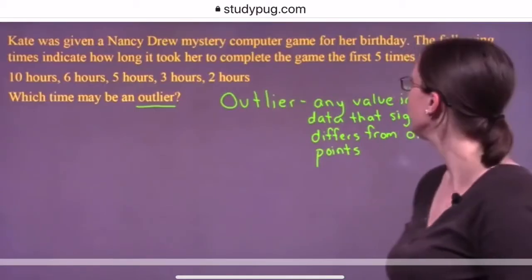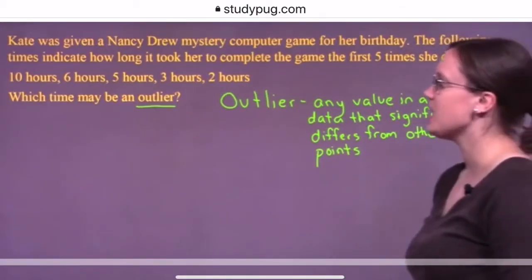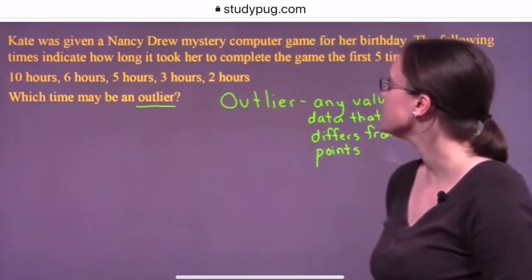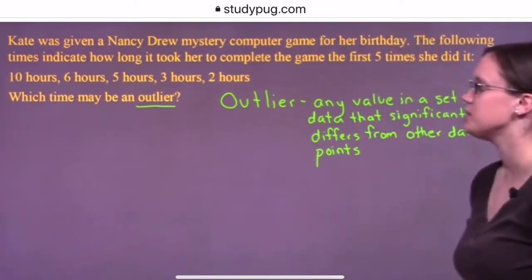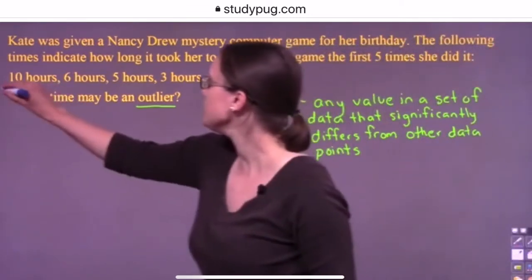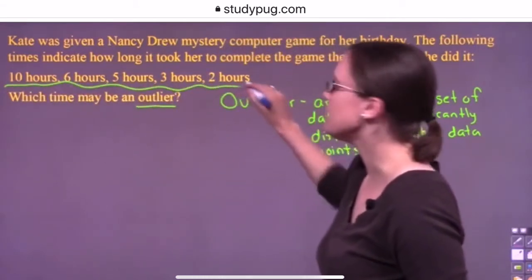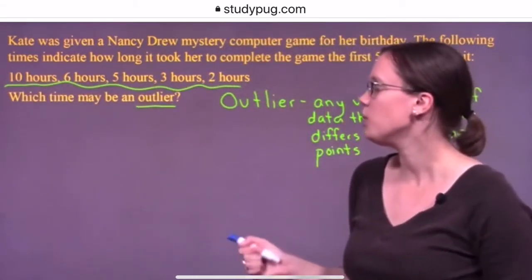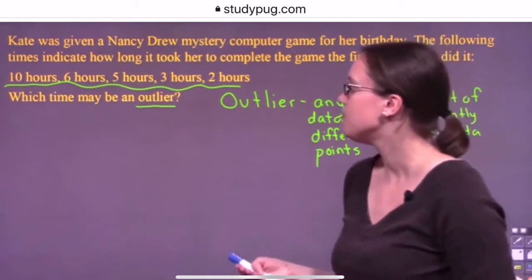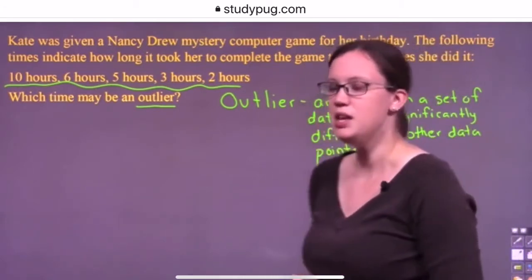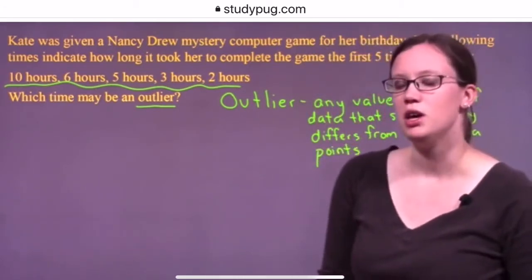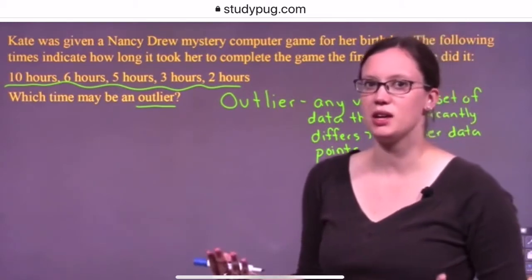And for her birthday, the following times indicate how long it took her to complete the game the first 5 times she did it. Okay, so here are our times, and this is our data that we're going to be analyzing in this question. We want to find which of these times may be an outlier. Okay, so outlier, this is a term we first need to understand before we can answer this question.